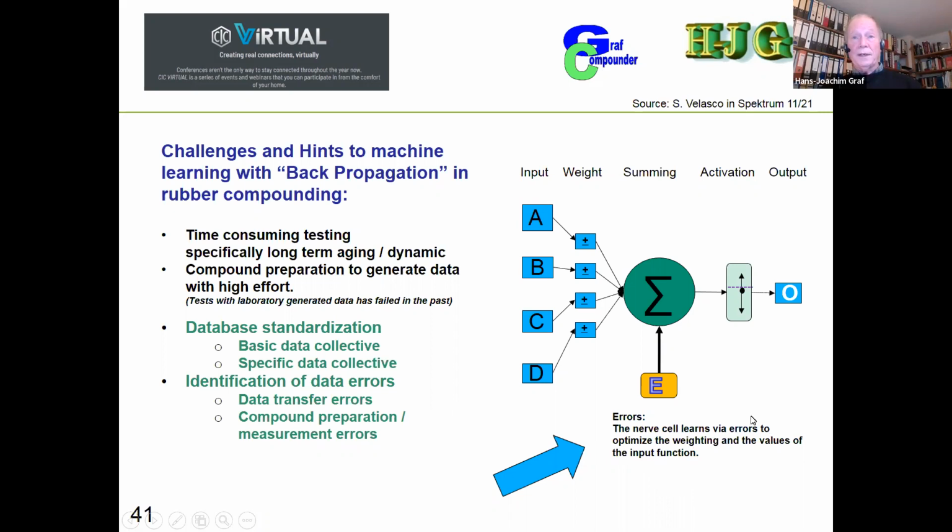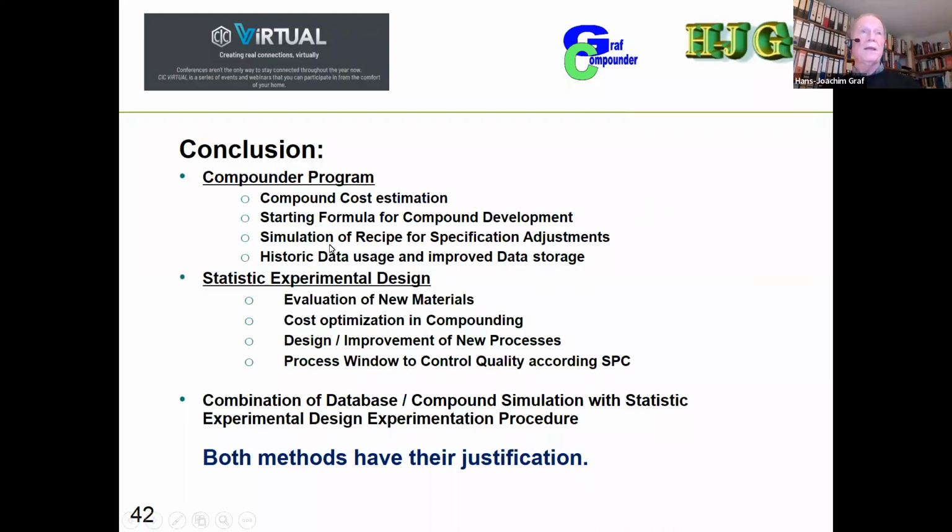So, the nerve cells learn via error to optimize the weighting and the values of the input function. And that's what we deal with in machine learning, the errors, and then we use an algorithm to correct those types of errors.